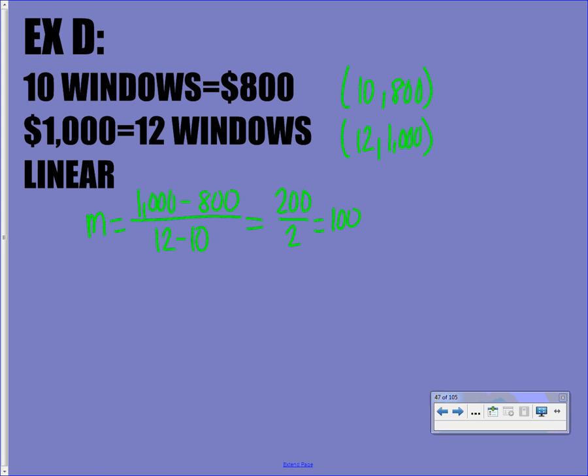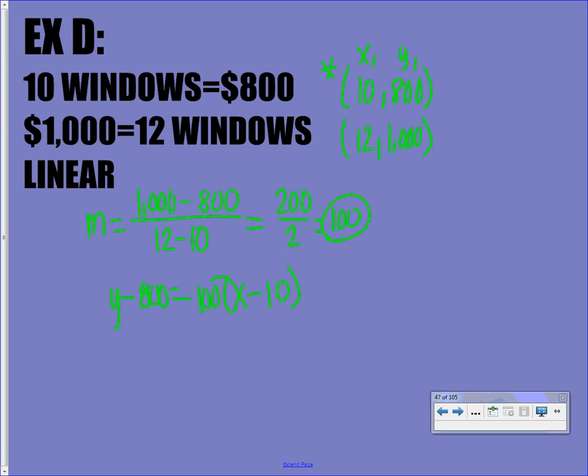Now I can use point-slope form, but I have 2 points. It does not matter which one you use. You just have to make sure you use the x and the y from the same point. So I'll go ahead and pick 10 and 800. So I know my 10 is my x1 and 800 is my y1. So when I plug it into my formula, I have y minus the y coordinate, 800, equals m, my slope, which we already found is 100, and then in parentheses x minus my x coordinate, which is 10.